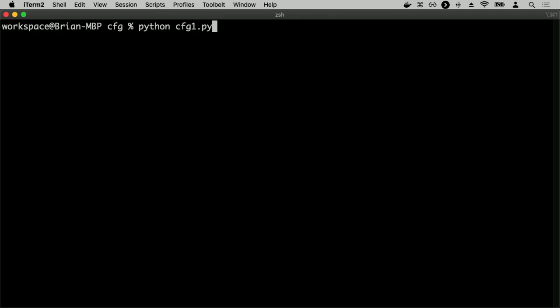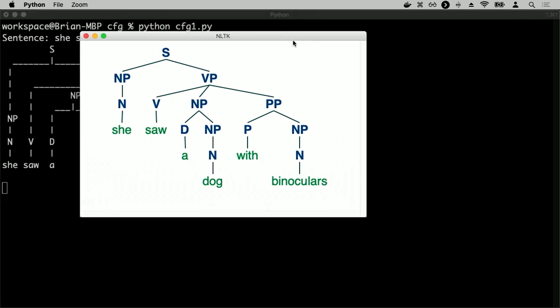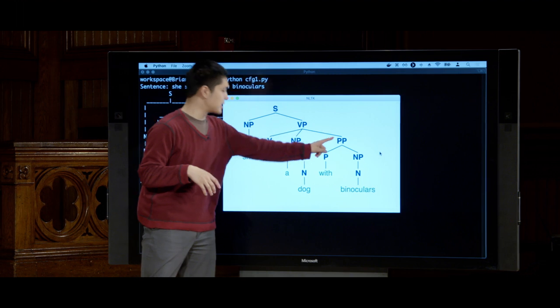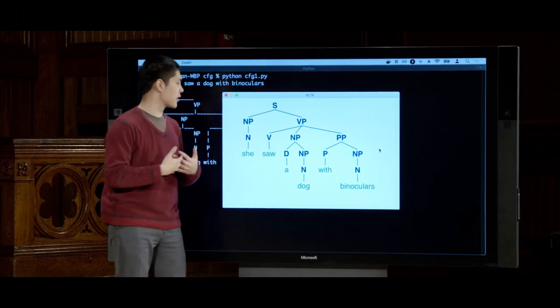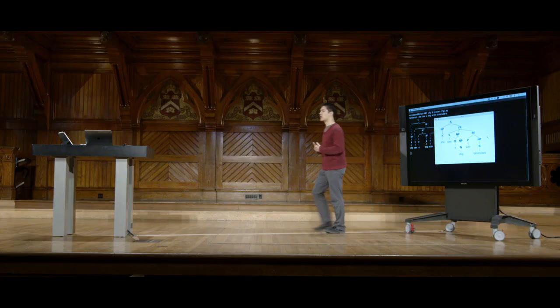So let's take a look at one more example to introduce this notion of ambiguity. So I can run Python CFG1. Let me type a sentence like, she saw a dog with binoculars. So there's our sentence. And here now is one possible syntax tree to represent this idea. She saw the noun phrase a dog, and then the prepositional phrase with binoculars. And the way to interpret the sentence is that what she saw was a dog. And how did she do the seeing? She did the seeing with binoculars. And so this is one possible way to interpret this. She was using binoculars. Using those binoculars, she saw a dog.